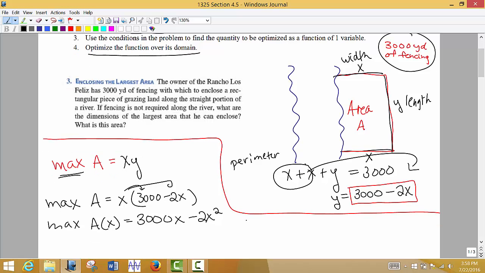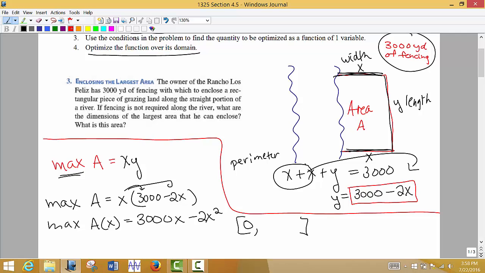Well, what do we mean by domain? We want to come up with a closed interval, a maximum and a minimum value that makes sense for X. All right, so what's the maximum and the minimum? Well, the minimum value that X can be is 0, because we can't have a negative amount of fencing. I can't have a negative width. What's the maximum?